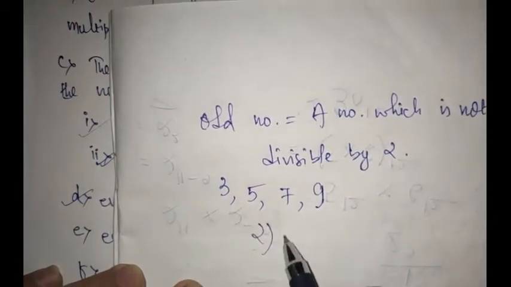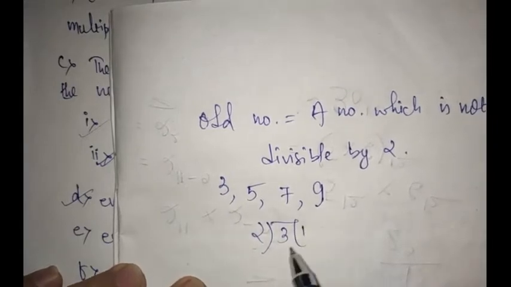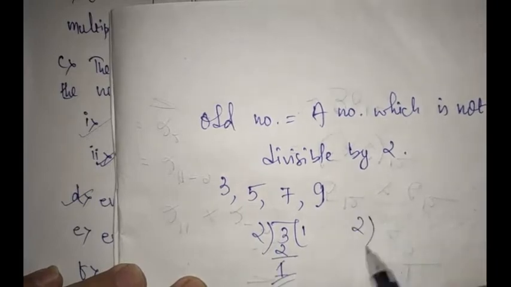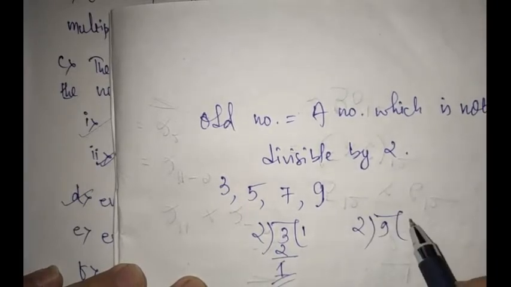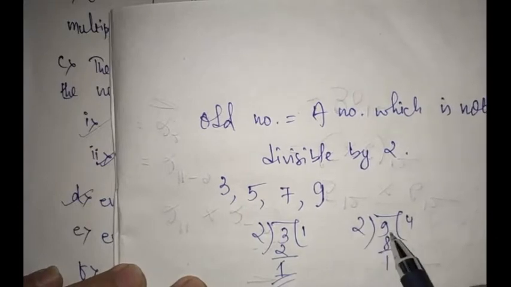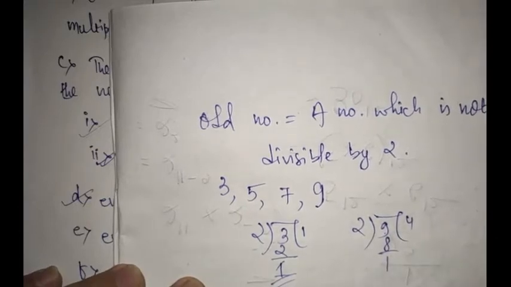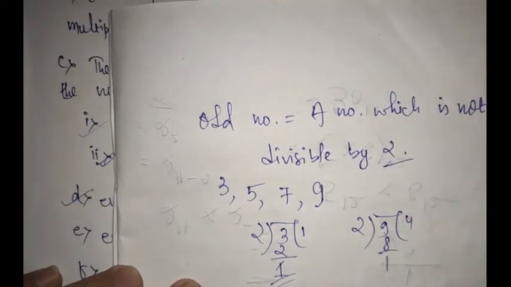Because we cannot divide 3 by 2, right? 2 ones are 2, so the remainder is not 0. The remainder is 1 here, not 0, right? So take for example 9 divided by 2. 2 fours are 8. Now 2 cannot divide 9. So yes, we are saying odd numbers are those numbers which are not divisible by 2, the numbers which cannot be divided by 2.